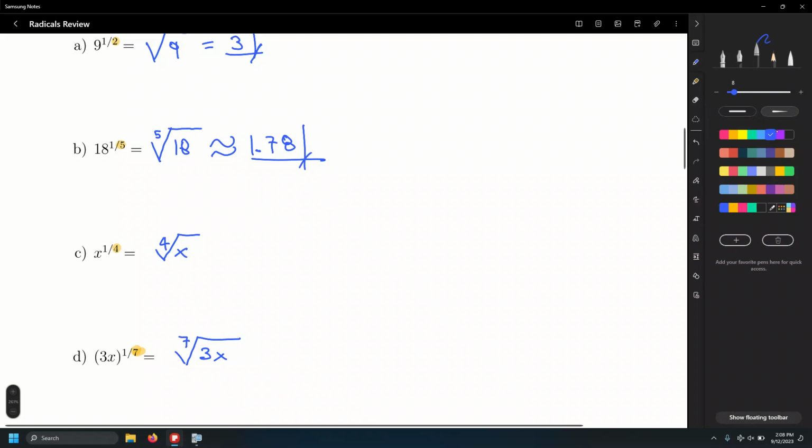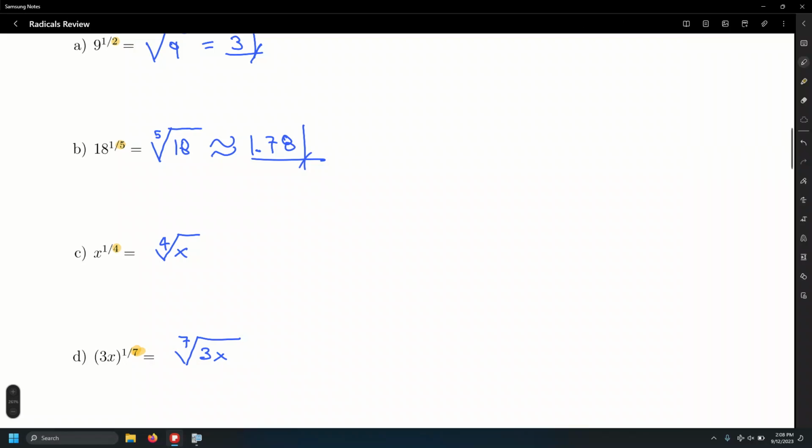Be careful, because what if we have instead 3x to the 1/7, without parentheses? This is not the same as that expression we had over here. In this case, the 1/7 is only affecting the x, but not the 3, and that's a whole different result. So parentheses matter. If there are no parentheses, it's going to look like this instead. All right.